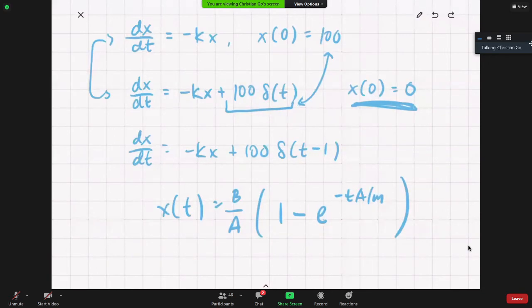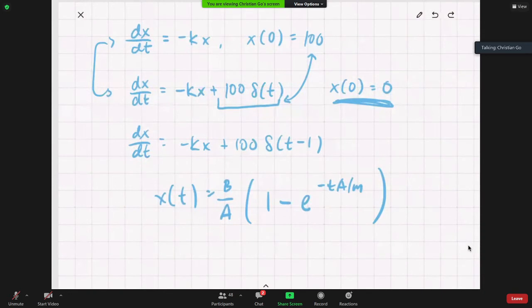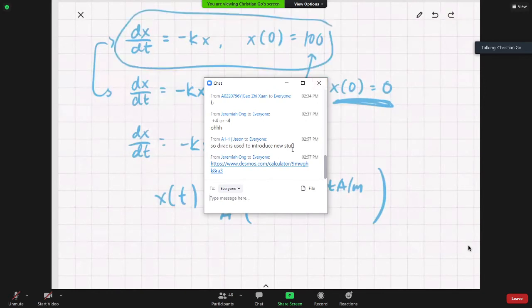Yeah, so that's the tricky part with this Dirac delta function. Why should we add the delta t? This will work because this can account for you adding stuff. So at time zero, then it's, yeah, sure, just use this, right? If that's the only thing.